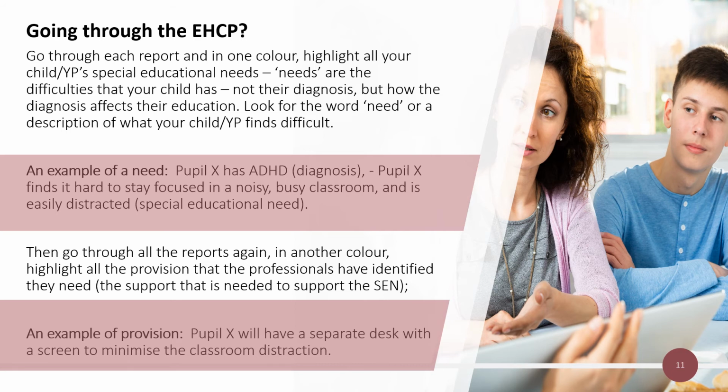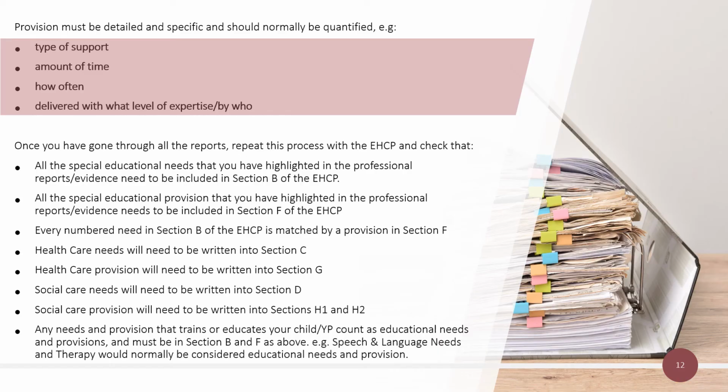Then go through all the reports again in another colour. Highlight all the provision that the professionals have identified they need. The support that is needed to support the SEN. An example of provision. Pupil X will have a separate desk with a screen to minimise the classroom distraction. Provision must be detailed and specific and should normally be quantified. For example, type of support, amount of time, how often, delivered with what level of expertise and by who.